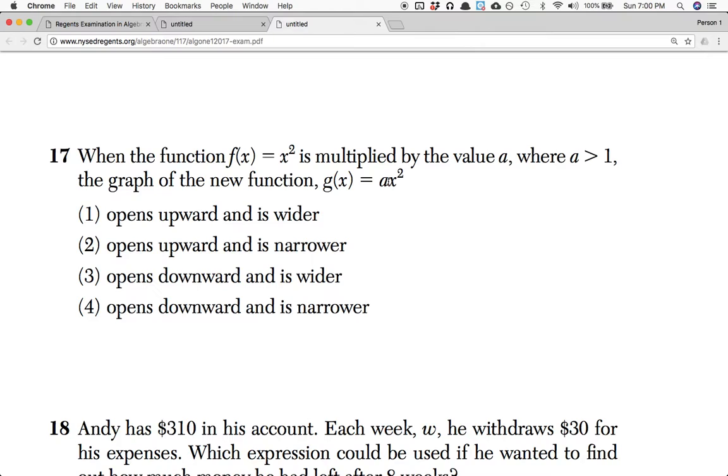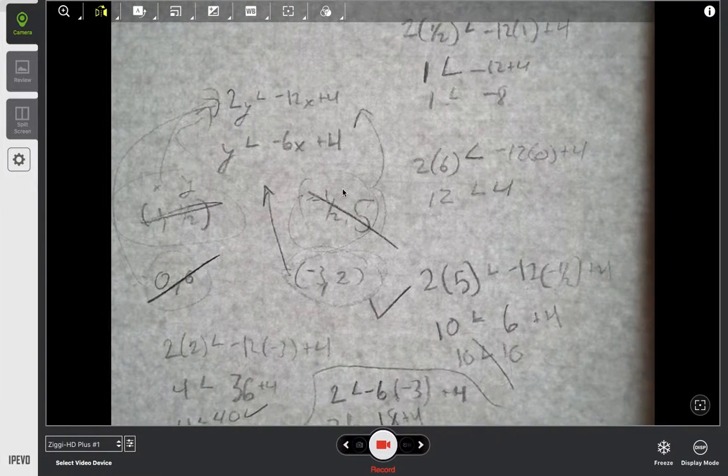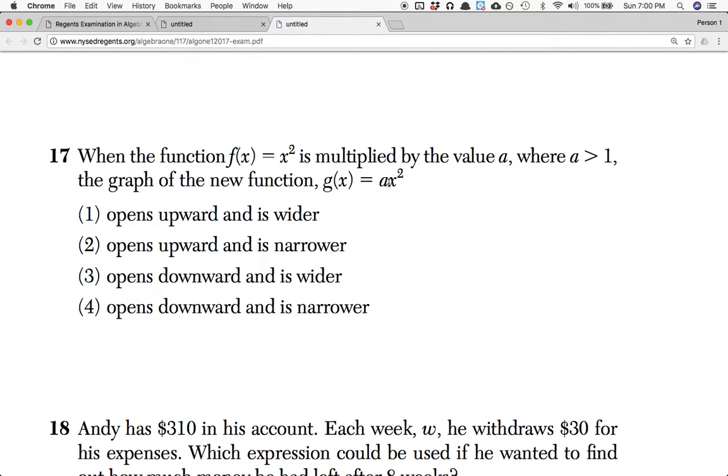If you don't remember that, here's another calculator way to figure it out. Don't get freaked out by the fact that you have to choose that a. You should see this f of x equals, this g of x equals, and they tell you a is just some value that's bigger than 1. Choose that a. Choose 2, choose 4, whatever you want. As long as it's bigger than 1, you're following the rules here.